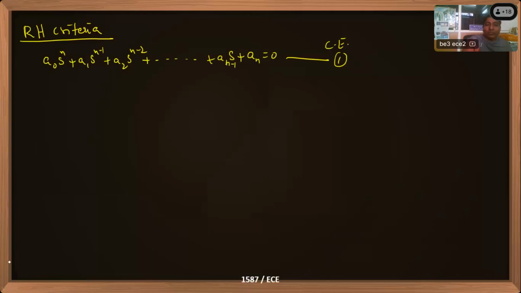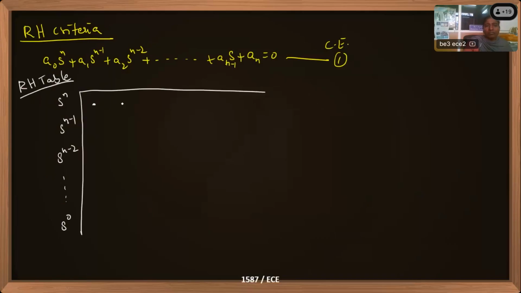Next we have to go with the table, the RH table. RH table means we have to put all the odd terms in the first row and even terms in the second row. So s power n, s power n minus 1, s power n minus 2, like that we have to complete up to the s power 0 row. The first two rows we will fill with the given equation. Then we have to calculate in this pattern.